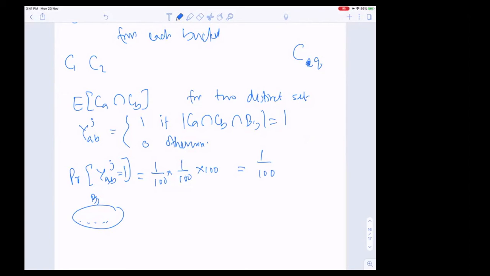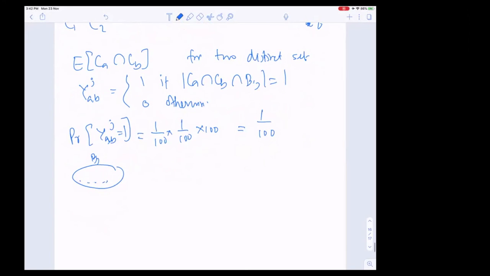Basically, what is this? Both could have picked the first element. What is the probability that both pick the first element? 1 over 100 times 1 over 100. What is the probability both pick the second element? 1 over 100 times 1 over 100. And there are 100 such elements. So the probability is 1 over 100.